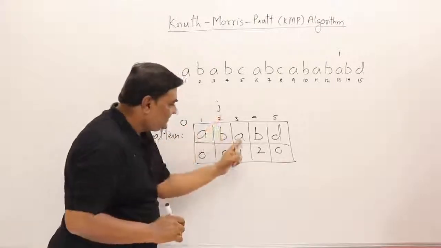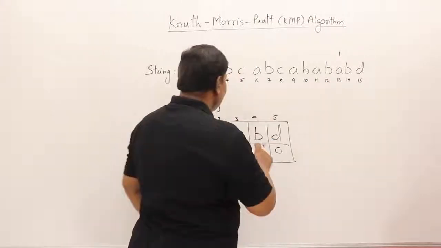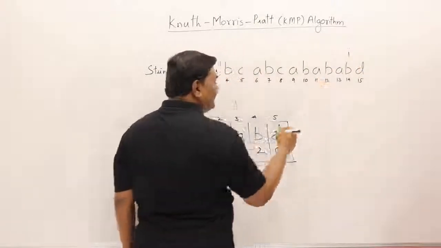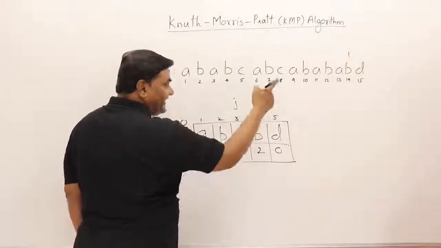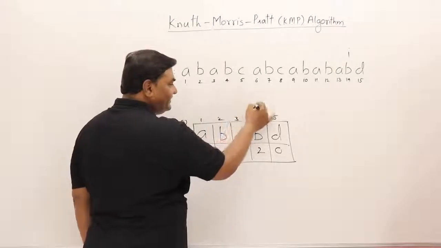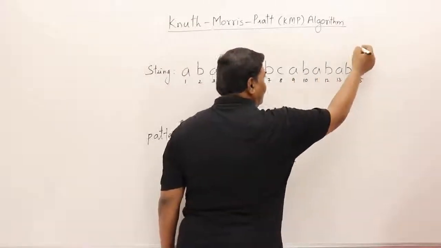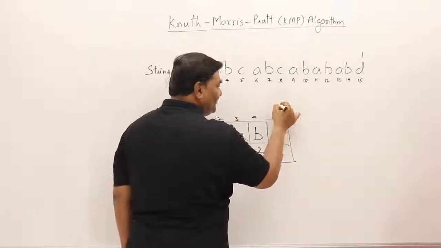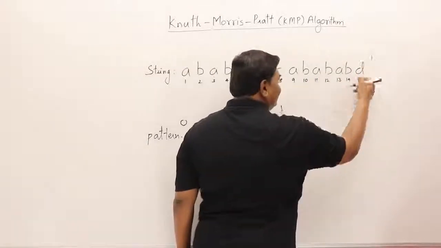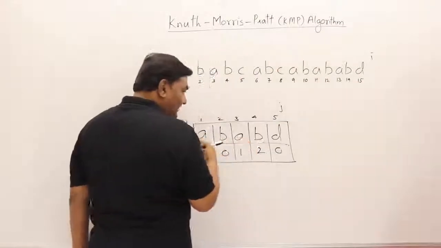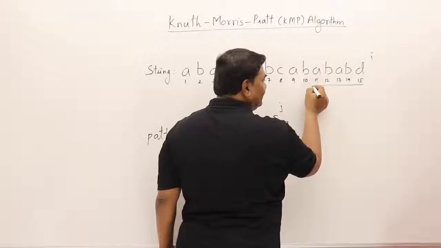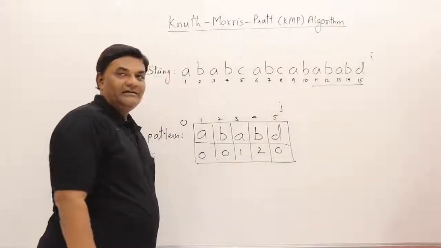So J plus 1 is matched with that one. So move J, move I. J plus 1 match with that one. So move J and move I. J plus 1 is a D and I is also D. So move J and I is incremented. Now this is the end of a string. Actually we have reached the end of a pattern. So there is a pattern available inside the string.